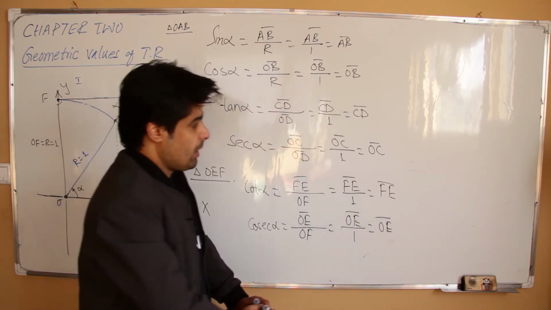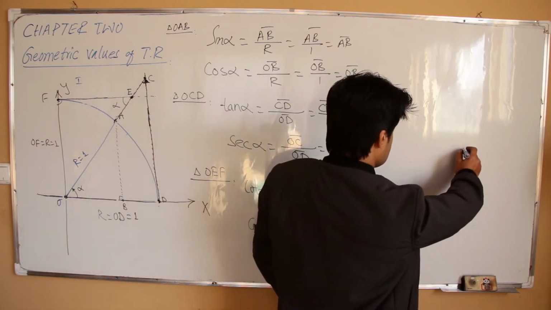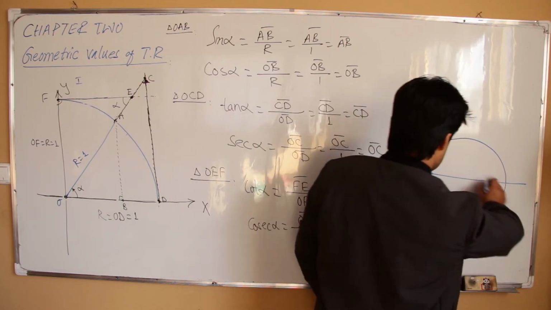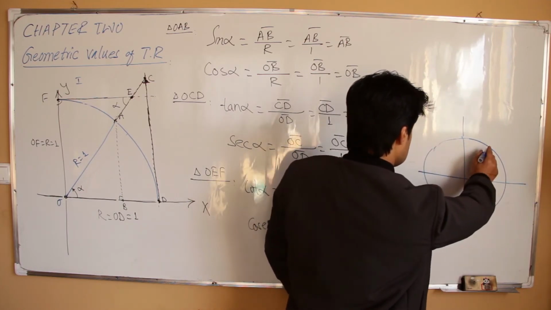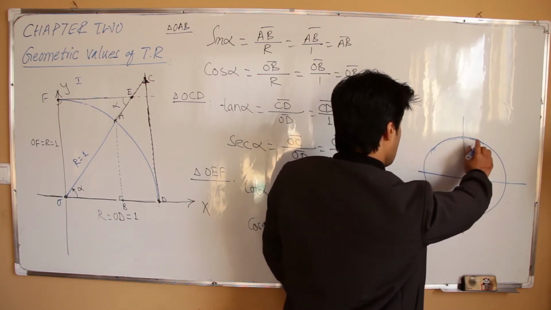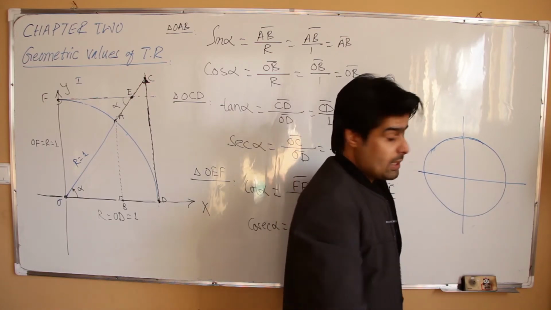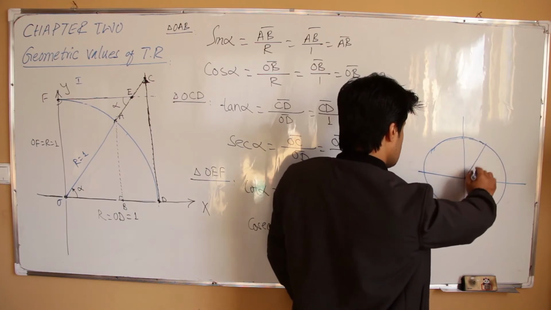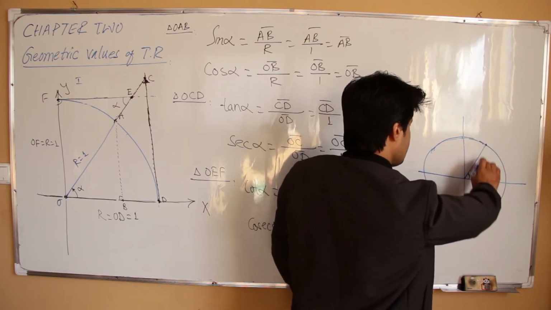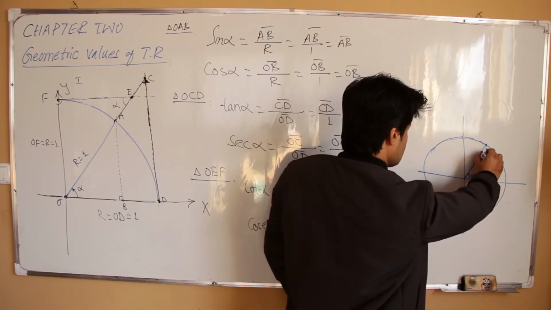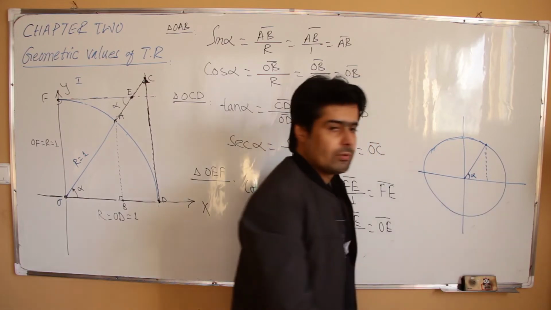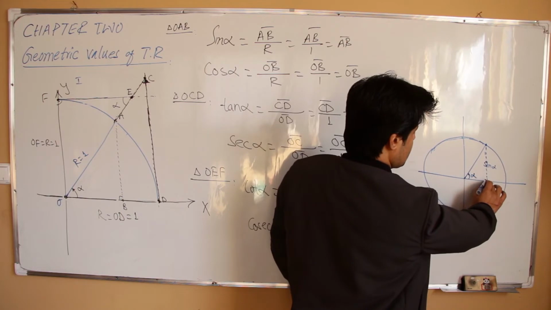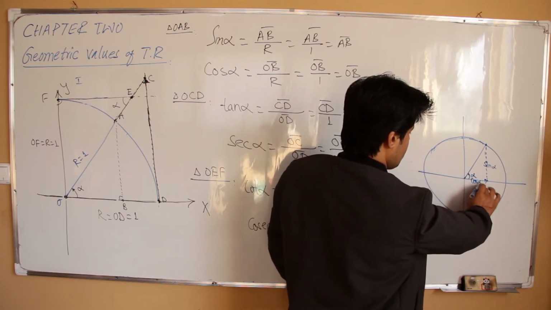It means if we have a circle here, now this circle, R is 1, which is a trigonometric circle. If this one is our alpha, what is the value of sine? This line. This is the value of sine. What's the value of cosine? This line. It's the value of cosine.